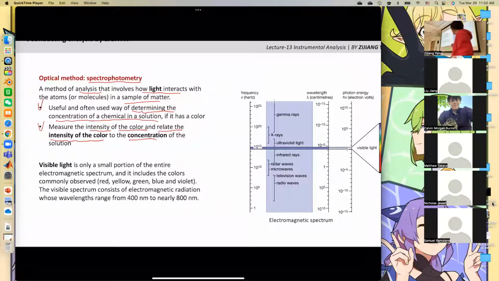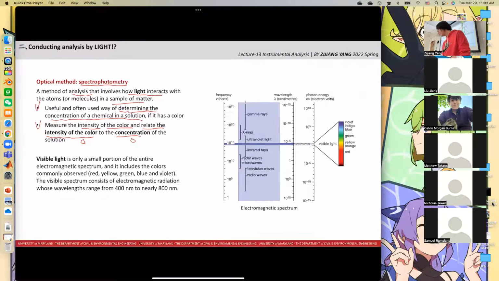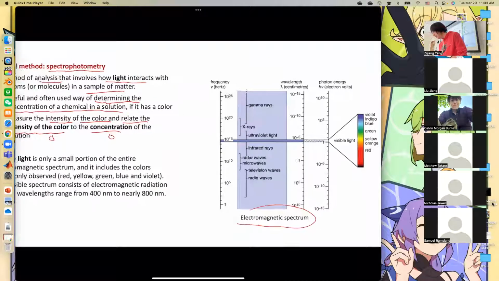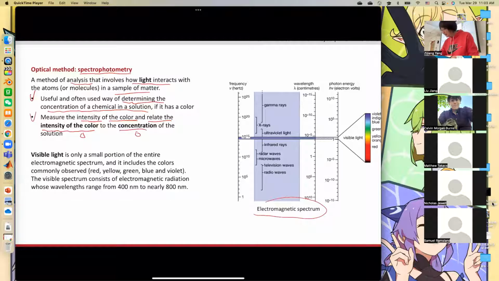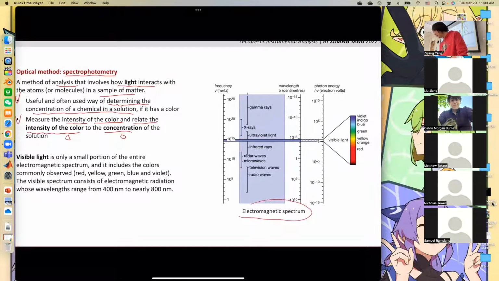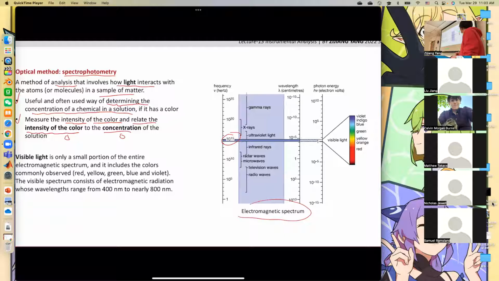So basically, we can construct the functional relation between intensity of color and the concentration, and then we can use the new intensity to estimate the concentration of the solution. I will show the example later. And here I want to emphasize that when we are speaking of light, it refers to all of this here. In general, we may have visible light, but visible light is only a small part of the light. So for spectrophotometry, we may also use some light other than visible light.